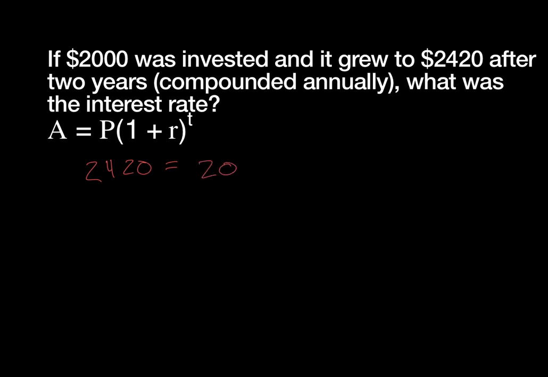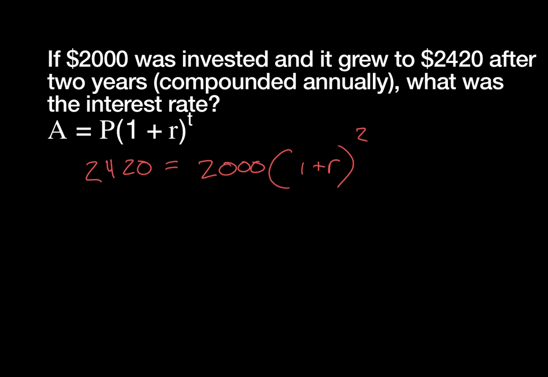P is the principal. That's what you start with. 1 plus R. We don't know the rate because it says, what was the rate. Compounded over 2 years. Well, that's T for time. That's 2 years. Got to solve for R.